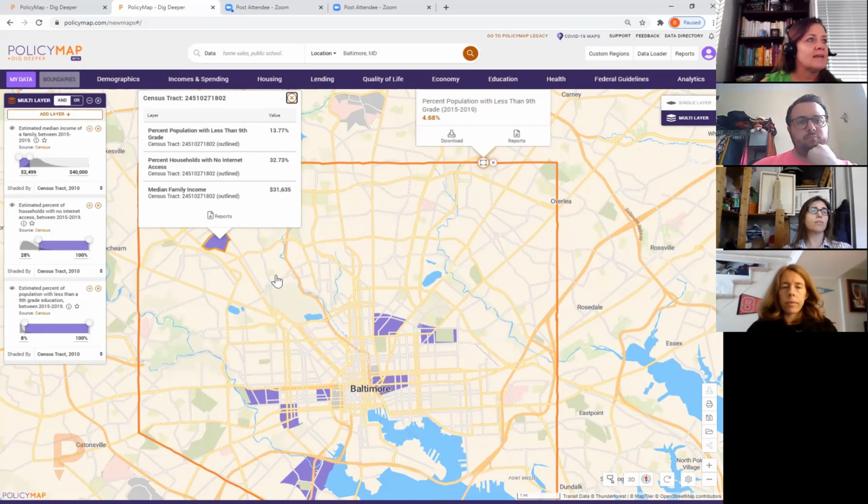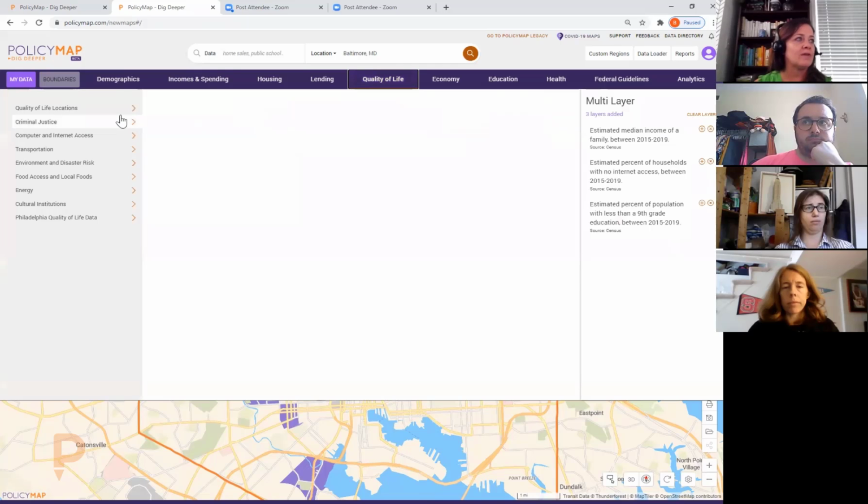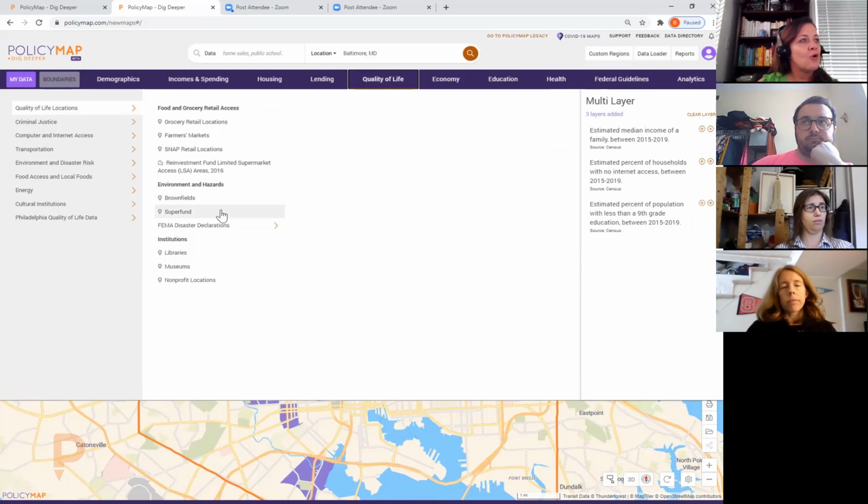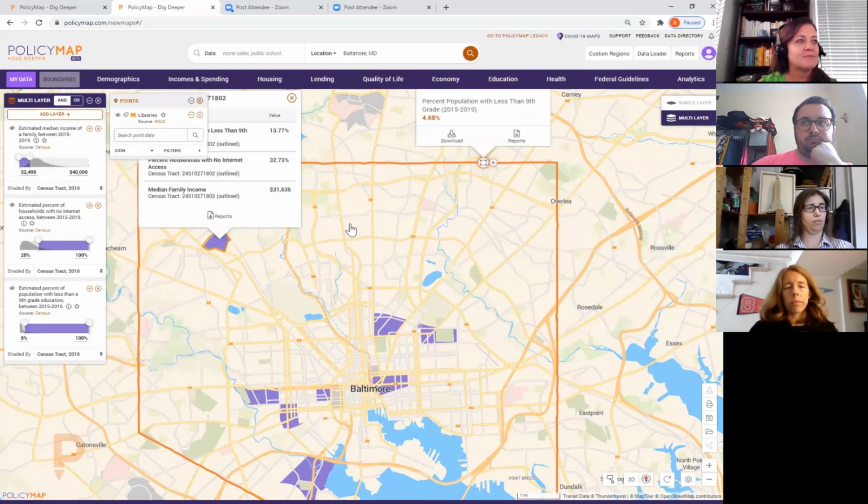So for this area right here, I can see that the median family income is $31,000, and over 30% of the households do not have access to the internet. And the educational attainment is lower than it should be. So I can figure that out. What's helpful here as well is that we can identify community assets or specific data points within this area. So maybe I want to know where these quality of life locations are. Where are the libraries? Where are the nonprofits within this area?